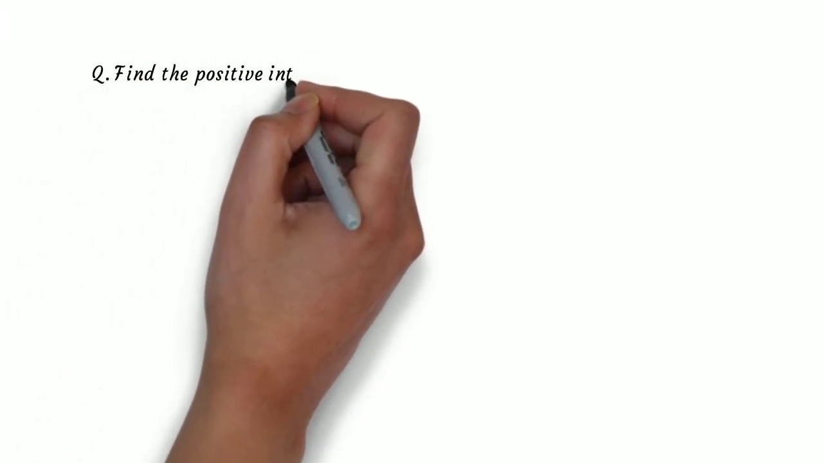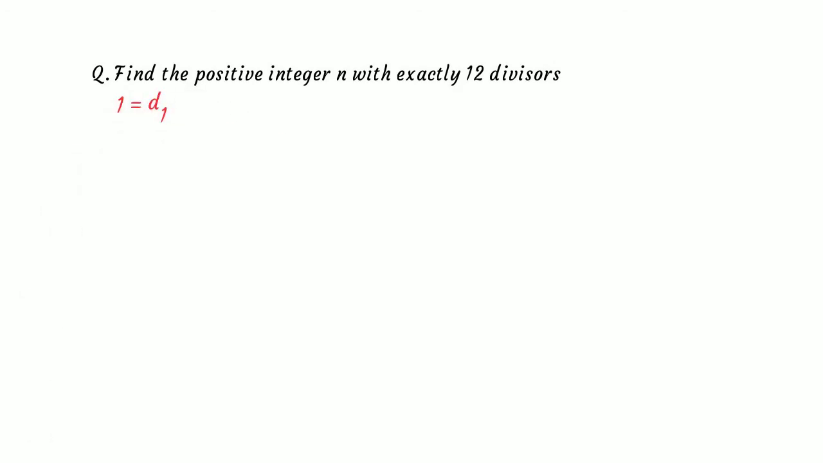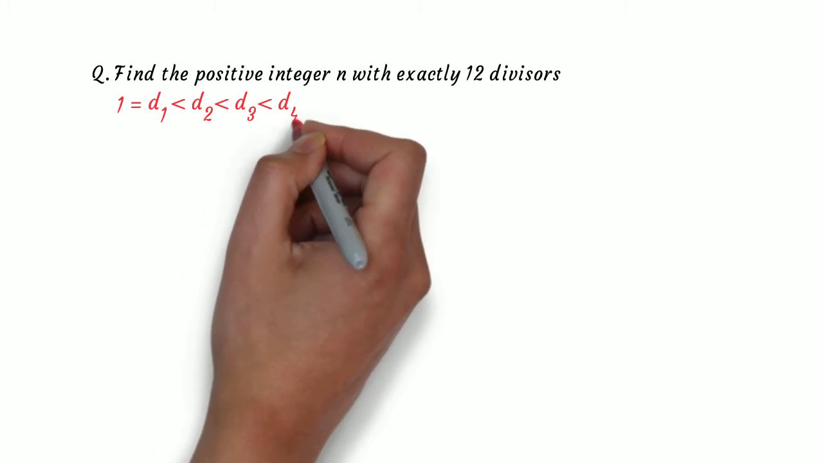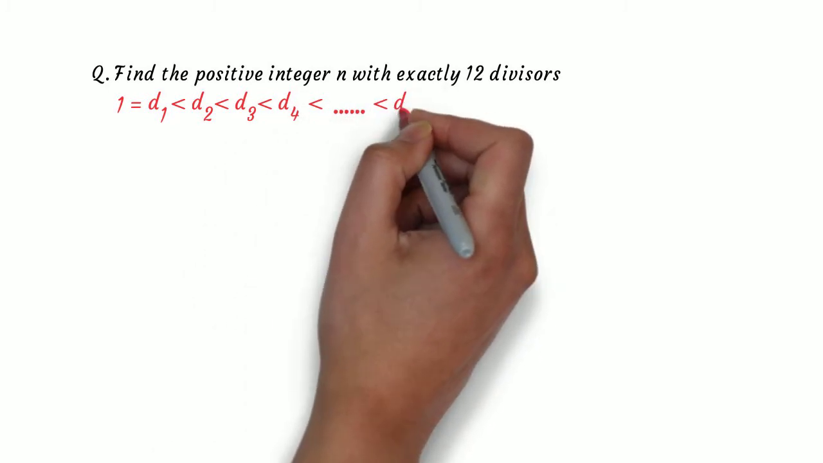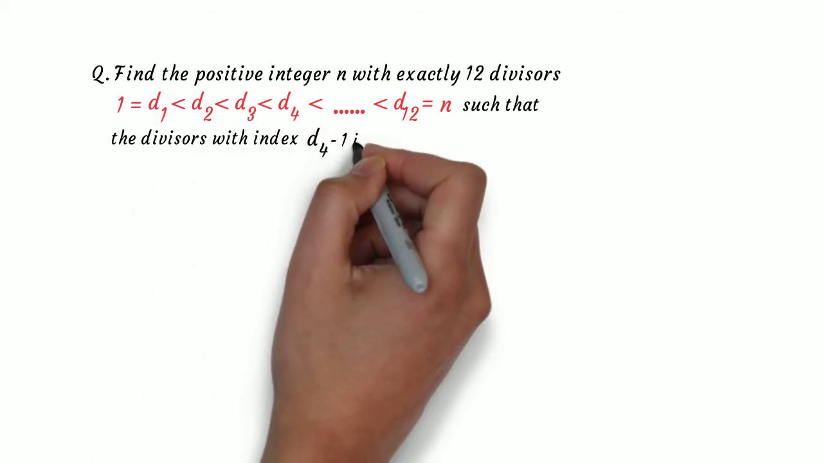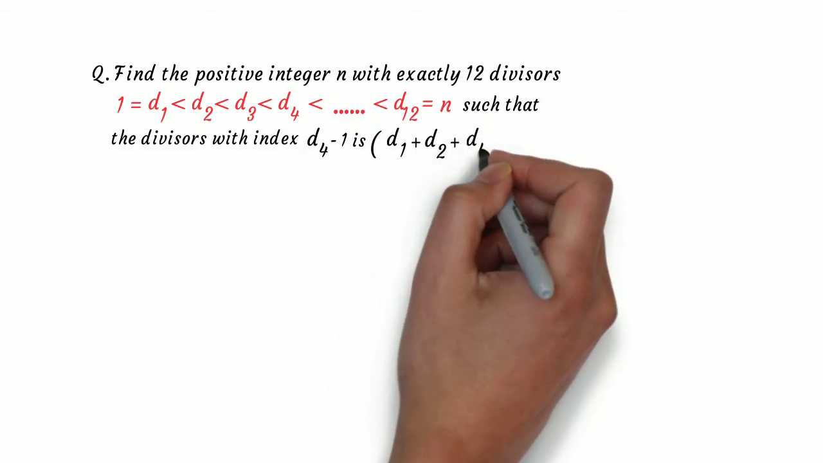Find the positive integer n with exactly 12 divisors d1 < d2 < d3 < d4 < and so on < d12 such that the divisor with index d4 minus 1 is d1 plus d2 plus d4 into d8.